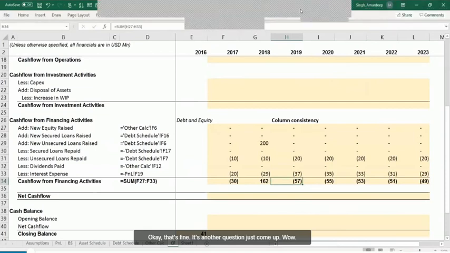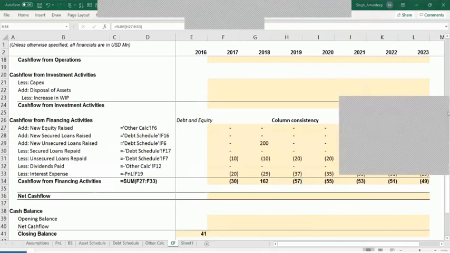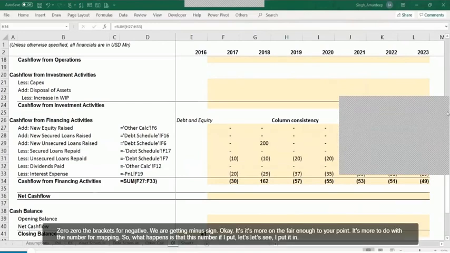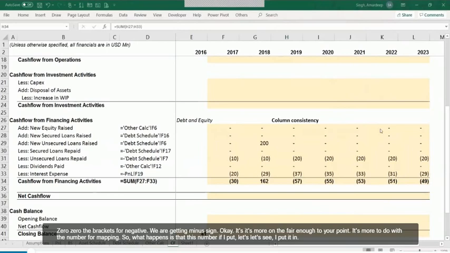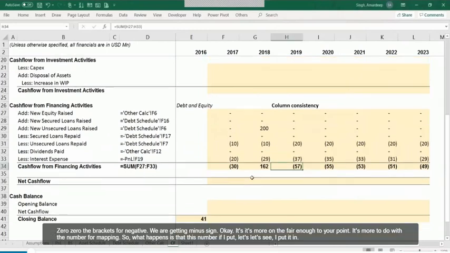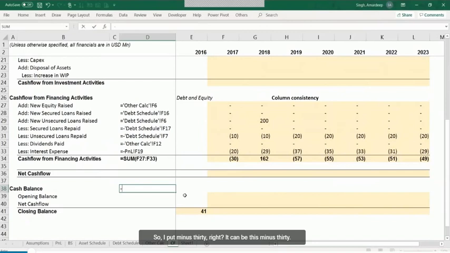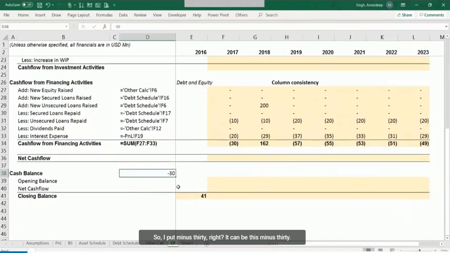That's fine. There's another question that has come up. Prachi, you're getting 0 in brackets for negative, and you're getting a minus sign. Okay, so it's more to do with the number formatting. If I put, let's say, minus 30 in this cell, this minus 30 can be shown like this, or it can be shown within a bracket. So how can you change the display format of these numbers?